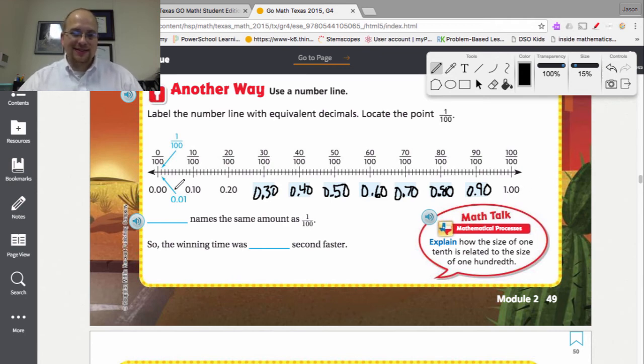So what this means is that if I write 1 hundredth as a decimal like this, it names the same amount as the fraction 1/100th. So we know that the winning time in the 2008 butterfly was 1/100th of a second faster. 1/100th of a second. That's fast. That's not much time at all. That's a hair's difference. That's how fast that is, and that's how we write fractions as decimals.